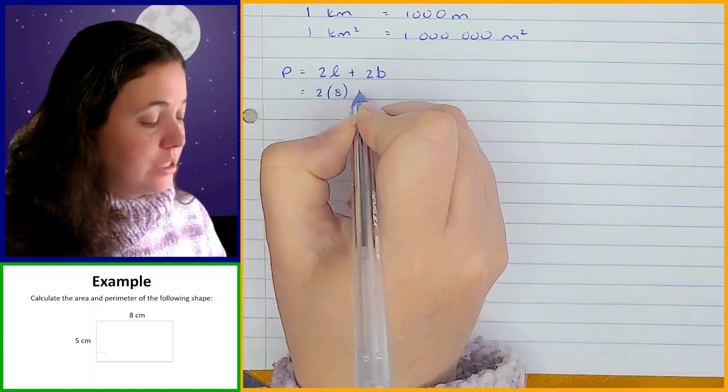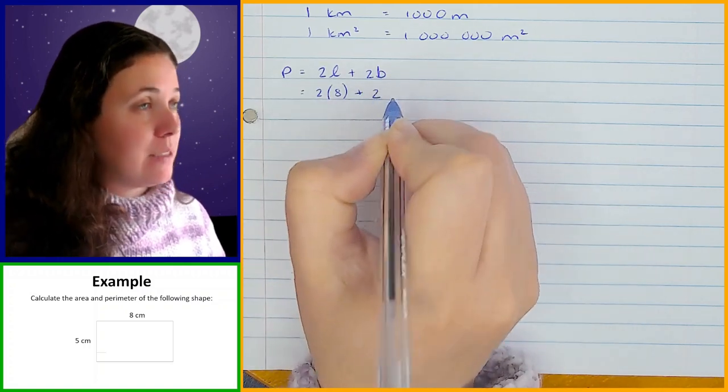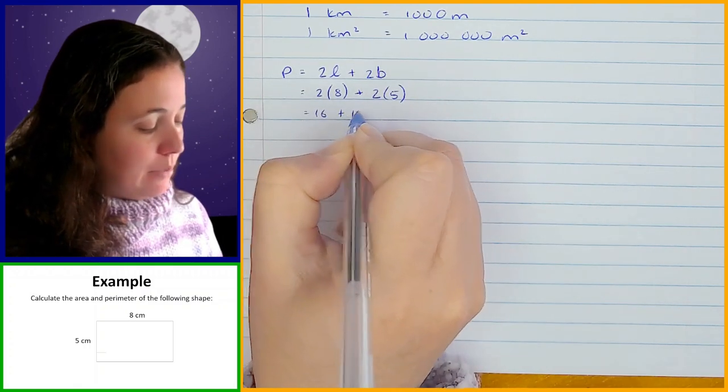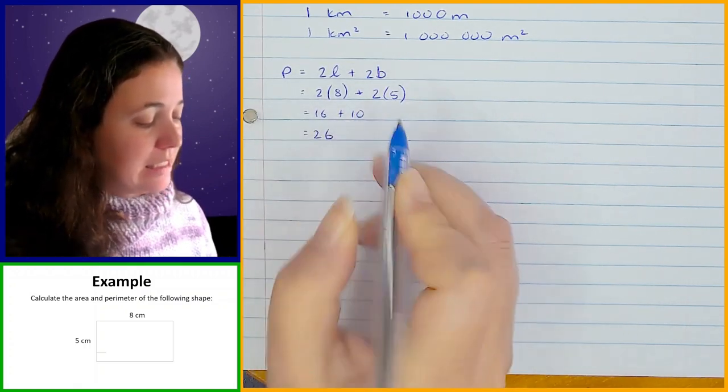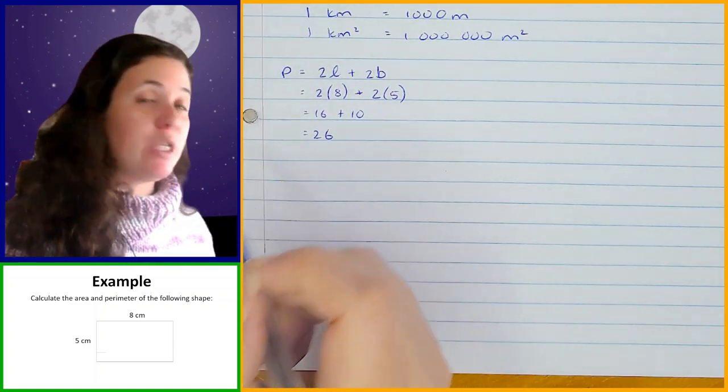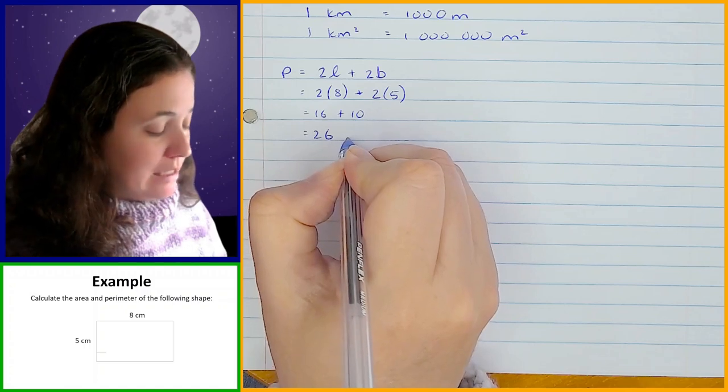Okay, I'm substituting in here. And then 2 times the breadth, which is 5. So that gives me 16 plus 10, which is 26. Now remember, perimeter is a distance, so it's going to be 26 meters, or centimeters in this case, because these were measured in centimeters.